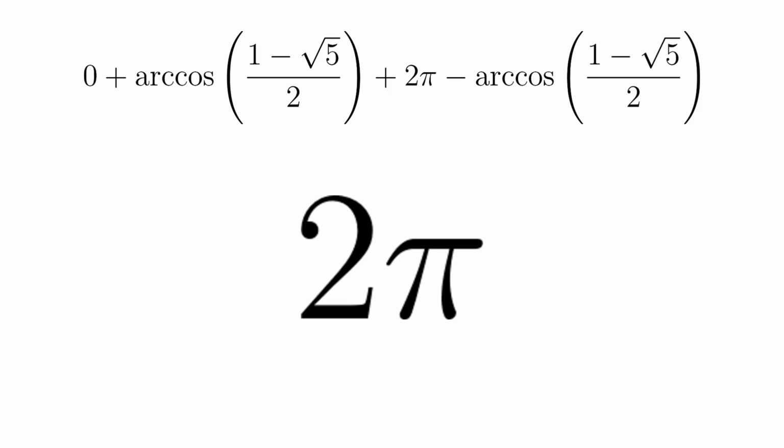The arc cosines cancel each other out, which is really good because those are the complicated part of this. And 0 plus 2 pi is just 2 pi. So the answer to our question is 2 pi.